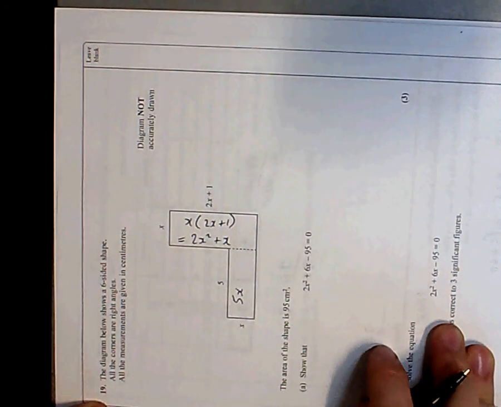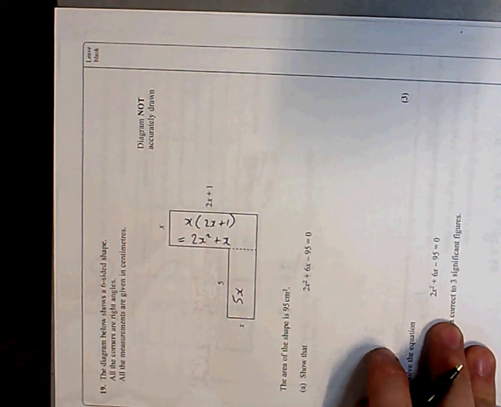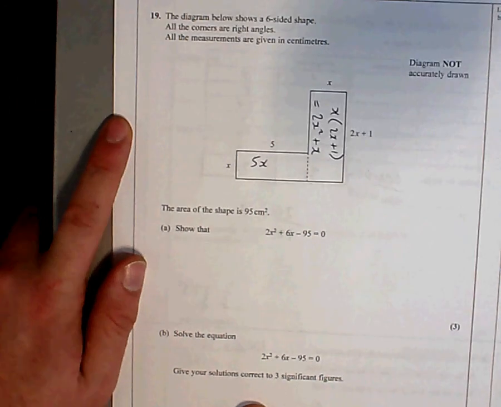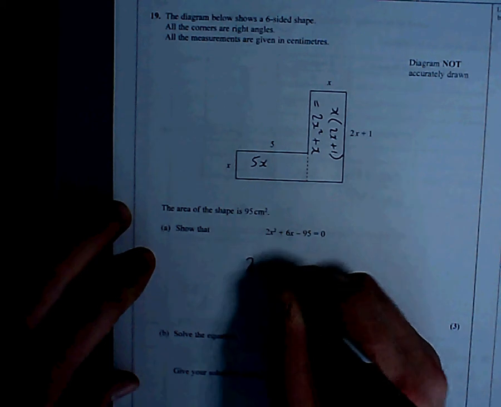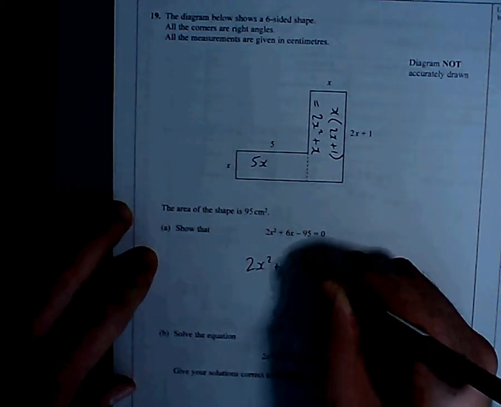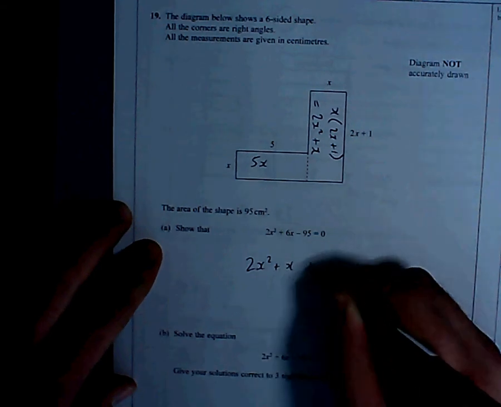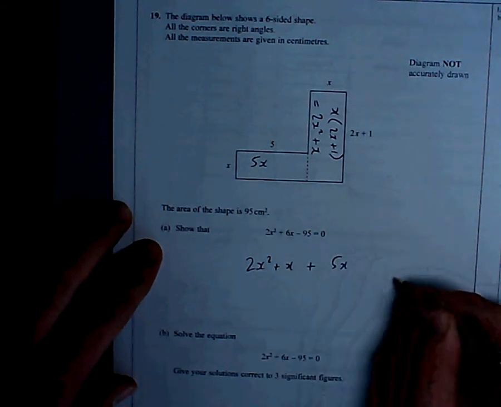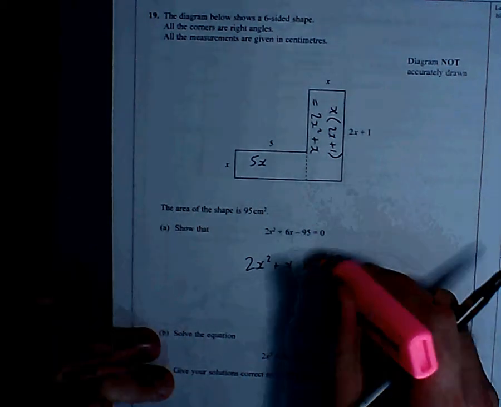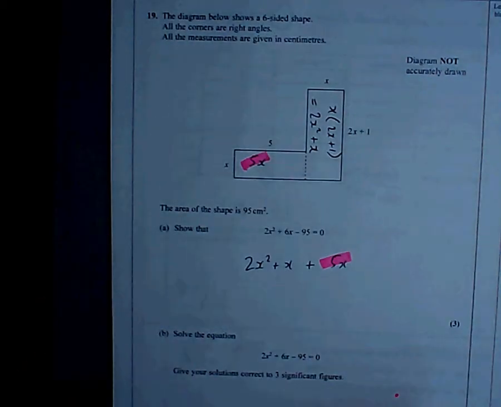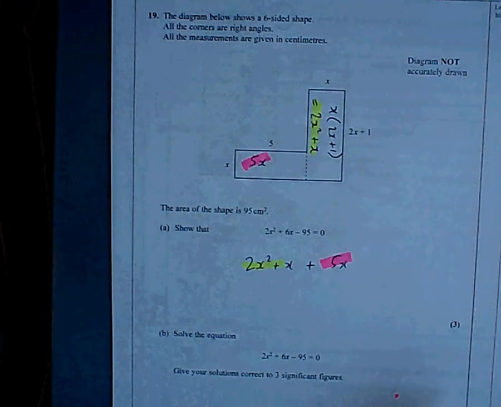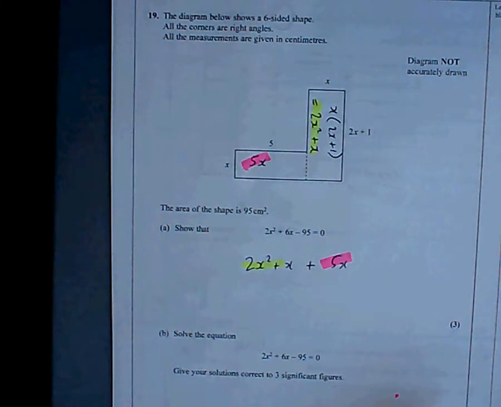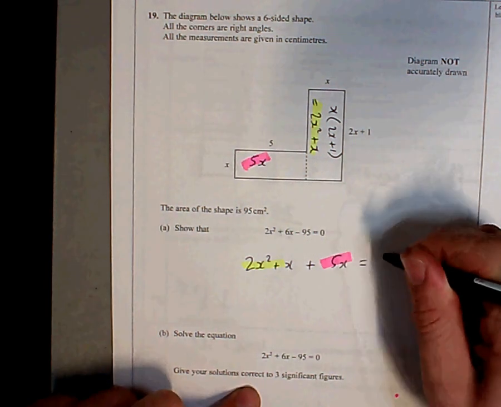Because I'm on question 19, I'm going to drop some of the arrows and some of the beginning explanations so you can see quickly what's happening. So if I pull these together, I've got the area of the vertical rectangle and I've got the area of the horizontal rectangle, that being that, and that being that. It's telling you that the area, when you combine them, is 95.